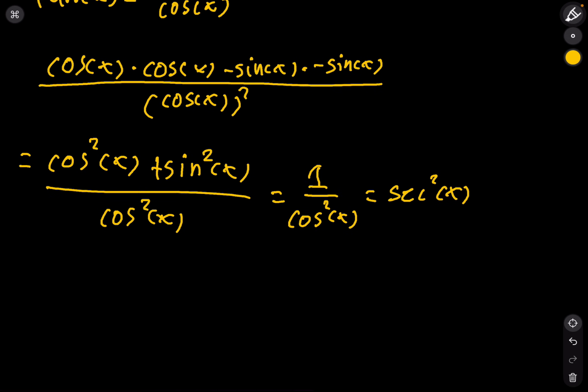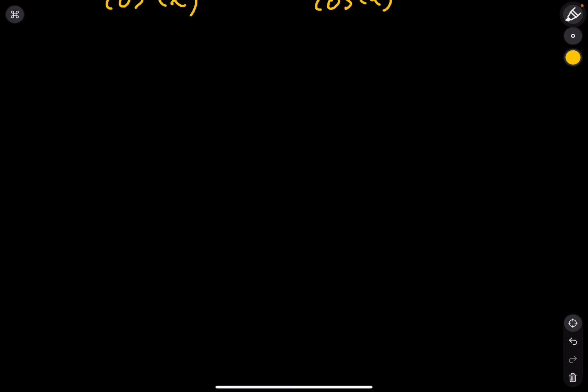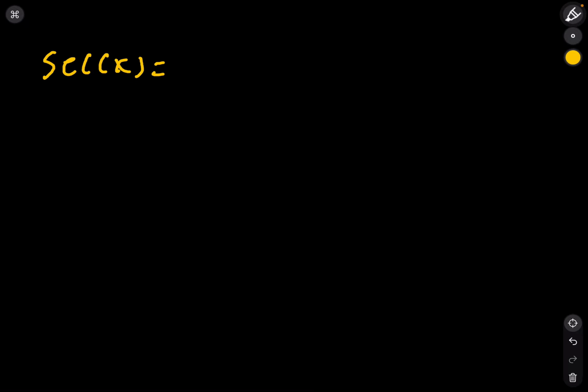Pretty simple, right? And this is the idea with all the other ones. Since we're talking about secant, let's just do secant right now. We know secant of x is just 1 over cosine of x. From here, we just do the quotient rule all over again.